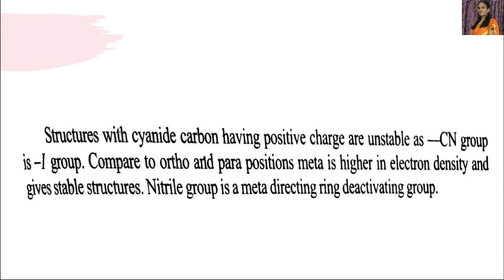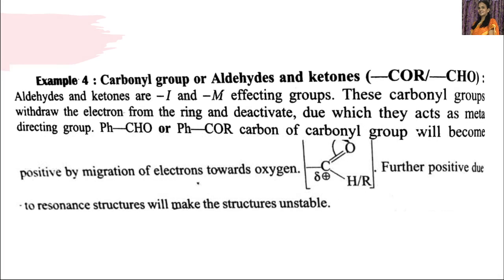Structures with the cyanide carbon having a positive charge are unstable, as the cyanide group is a minus I group, an electron withdrawing group. So compared to the ortho and para positions, meta is higher in electron density and gives stable structures. So the nitrile group, that is the cyano group, is a meta directing and ring deactivating group. This point we should remember.